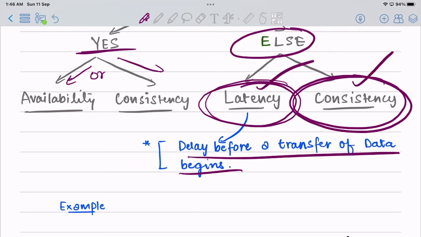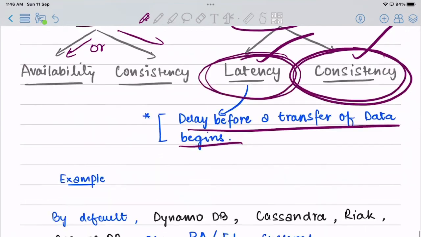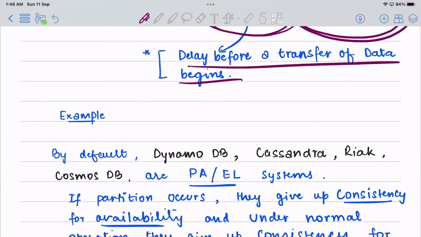Like either your data can be consistent but with a higher latency, or your system is having lower latency, but the consistency will take a hit here.